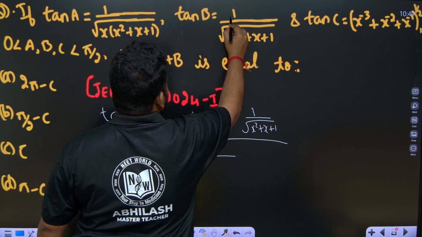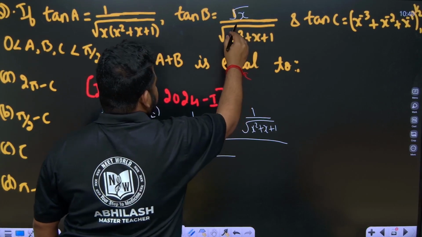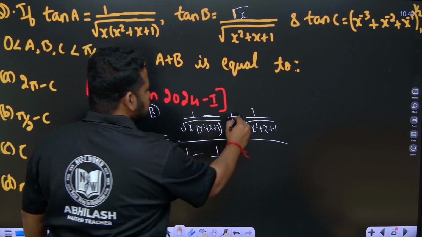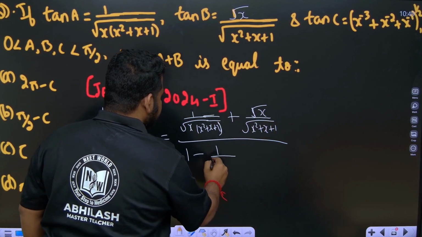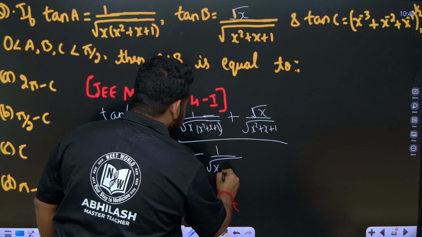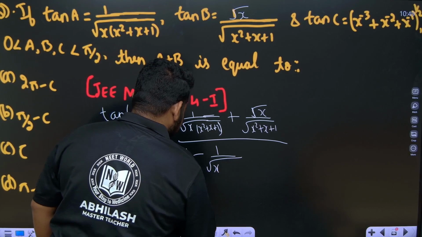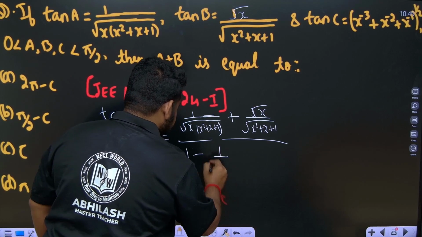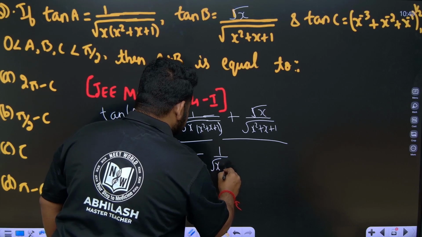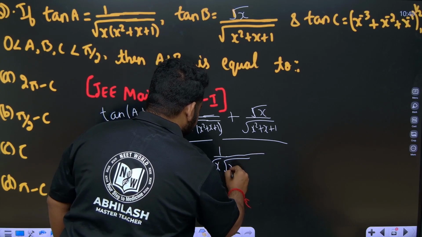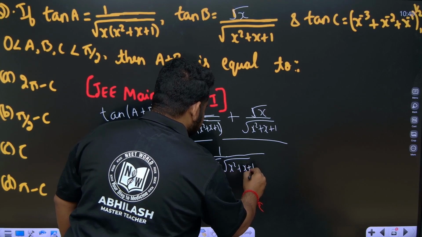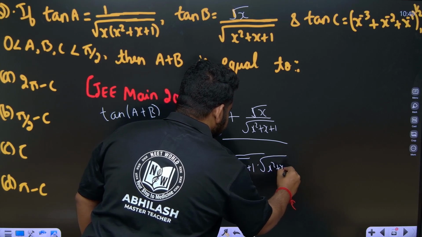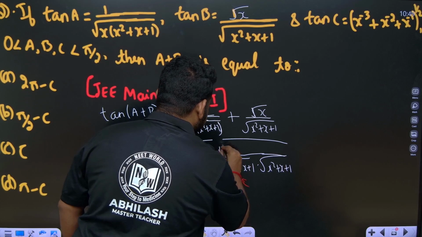Actually here we should have a square root in the question. We should make a little correction in the question. There will be a square root here. So here we will have 1 by square root of x into another square root. I can write this as square root of x into square root of x square plus x plus 1 into square root of x square plus x plus 1. Here I am having square root of x.